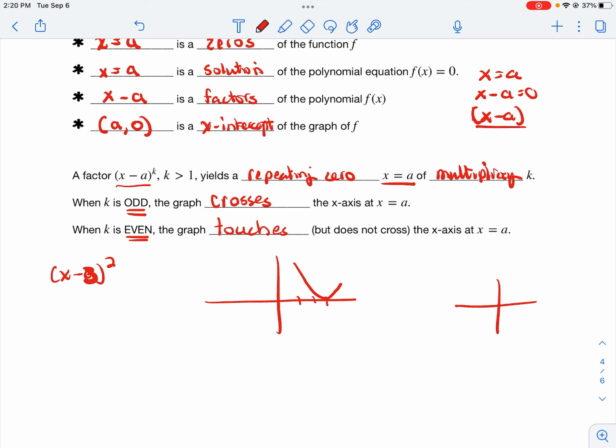Or you can have something that looks like this, whatever value there. So it touches and then bounces back at that value that we're focusing on, that 0 that we're looking at. Okay, so even multiplicity touches the x-axis at that 0 or x-intercept, and odd multiplicity, it crosses the x-axis at that 0 or that x-intercept.